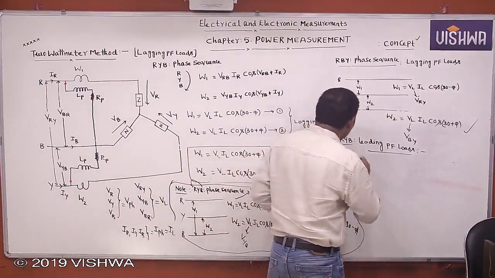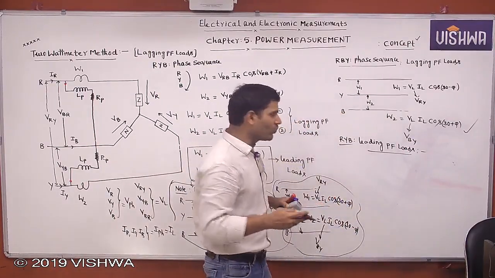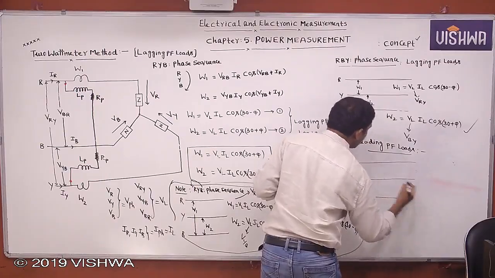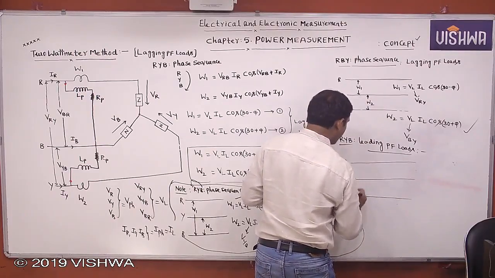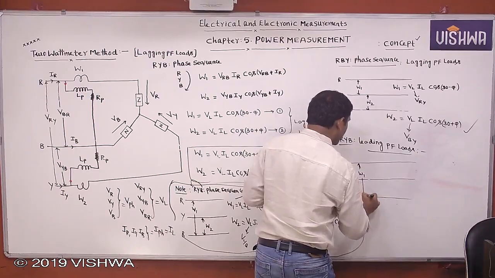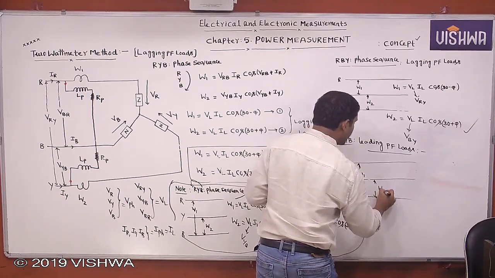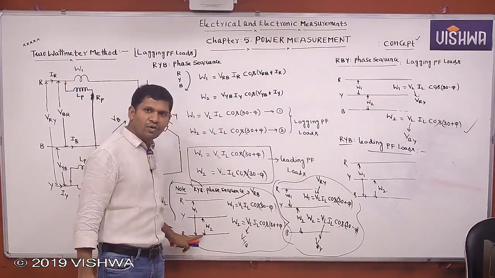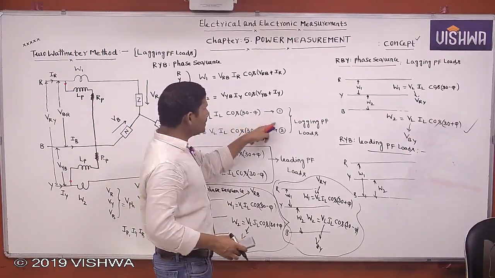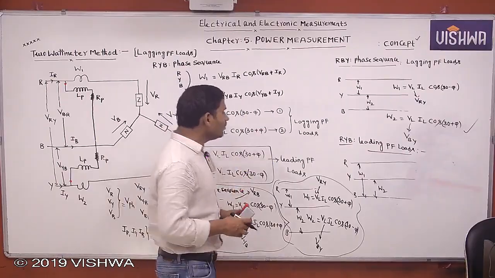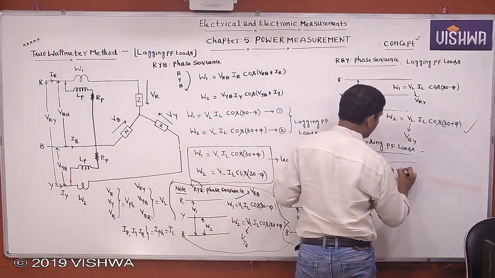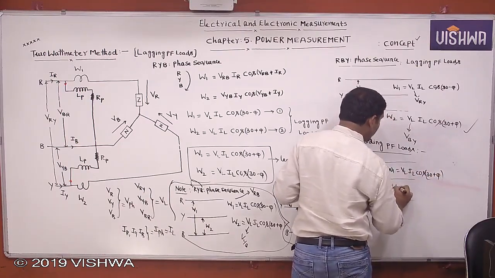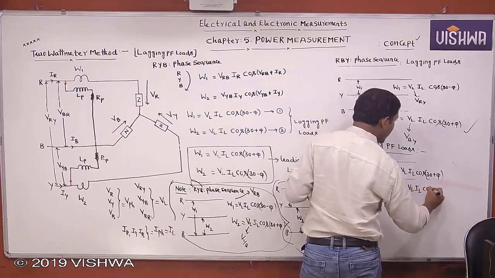For example, you take the RBY phase sequence, leading power factor loads. Yes, this is R, this is Y, B. W1 is connected between R and B. W2 is connected between Y and B. Now, what W1 we are getting, this I already gave. This is for leading power: W1 is VL IL cos(30 + φ). What W2 you tell me? VL IL cos(30 − φ).